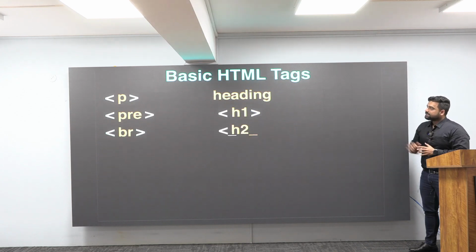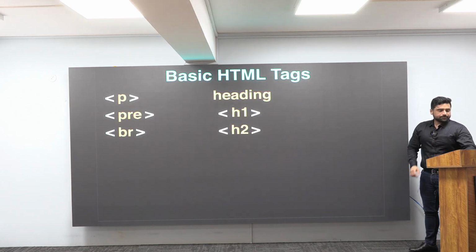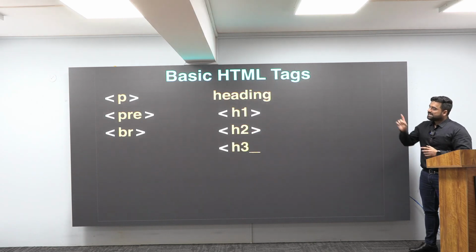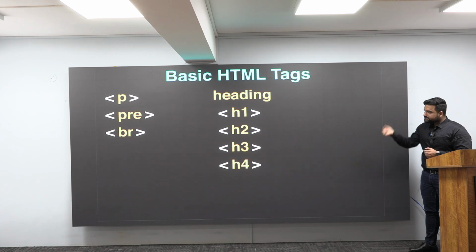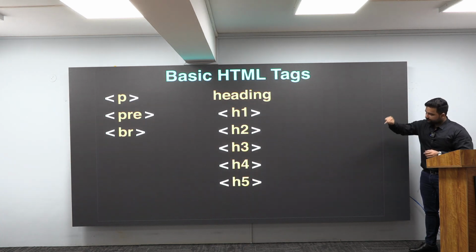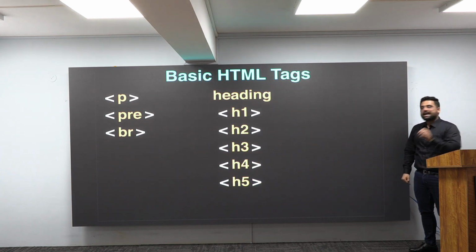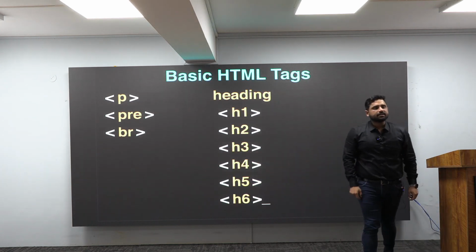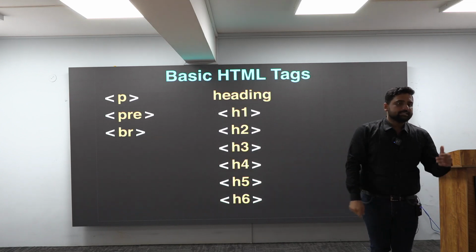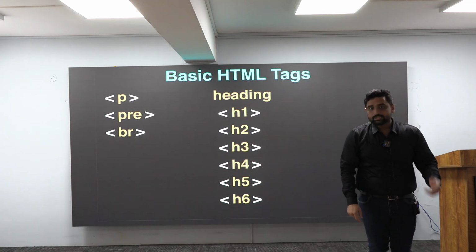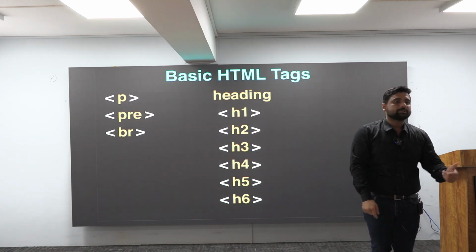Next we are having H2 tag. Next we are having H3 tag. Next we are having H4 tag. Next we are having H5 tag. Next and last we are having H6 tag. Now if the interviewer asks what is the difference, how should you answer?